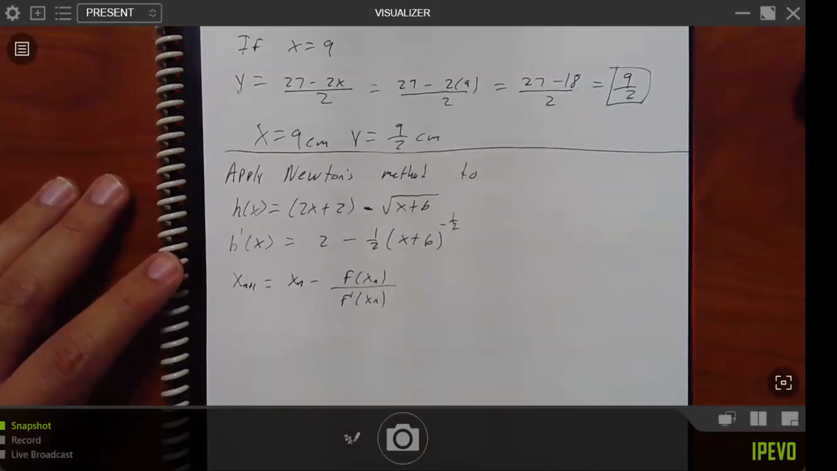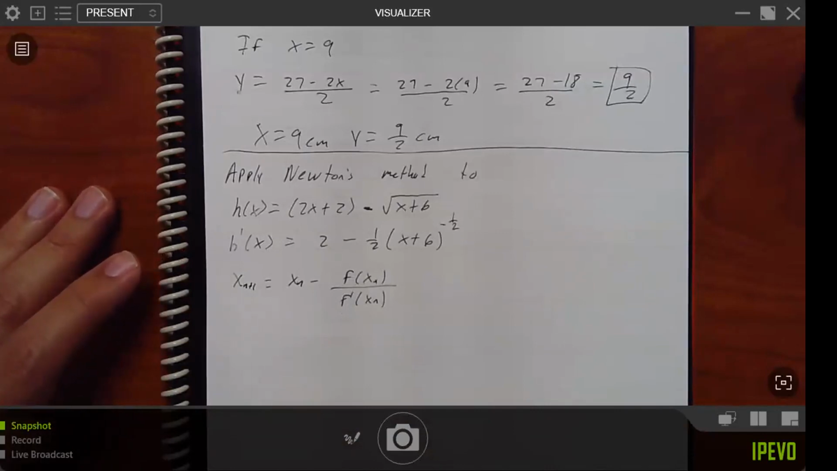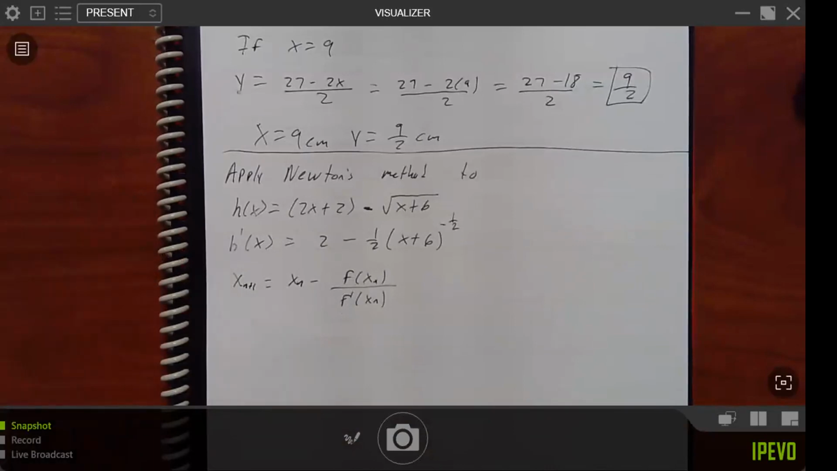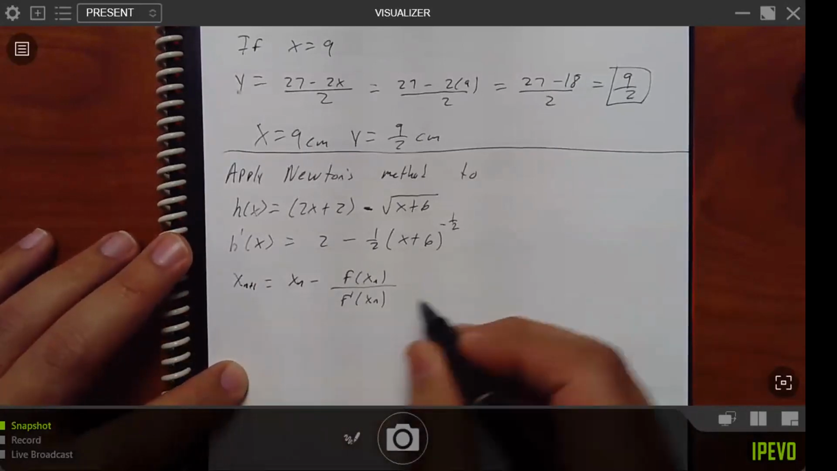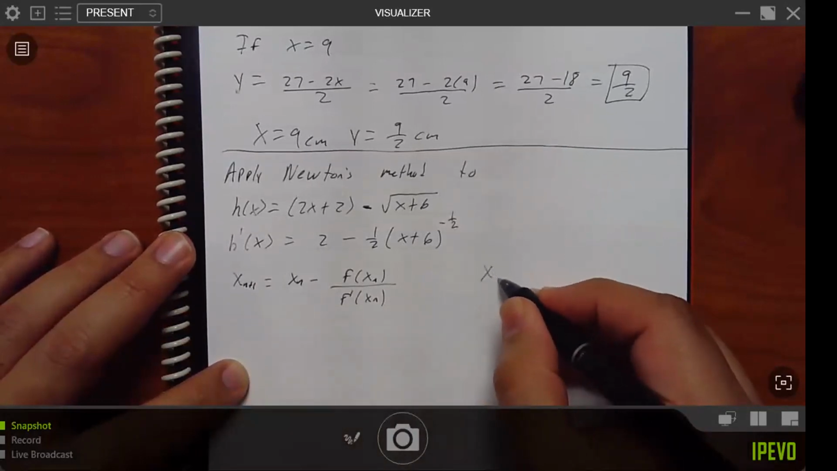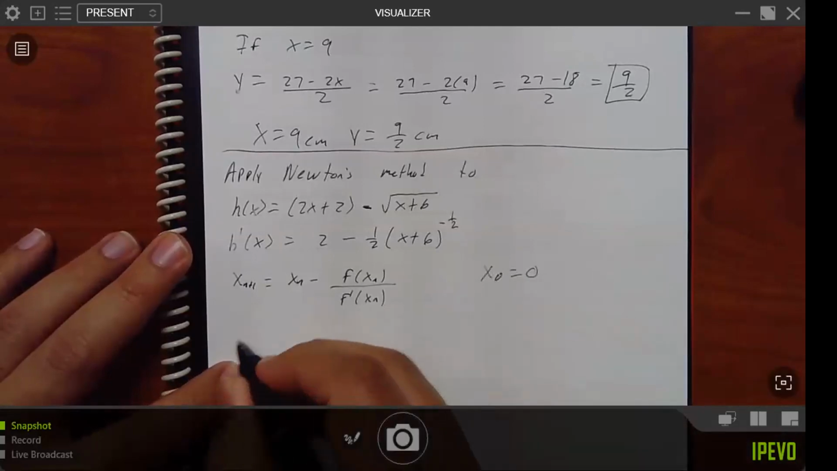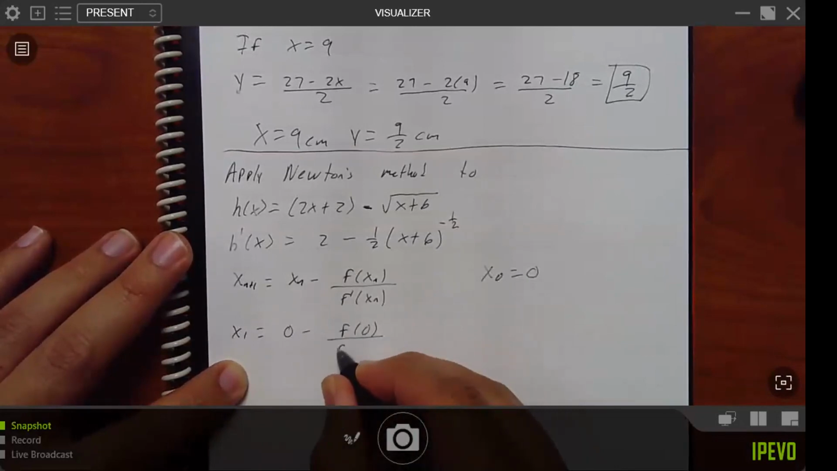Okay. It does not say where, oh, it does. It doesn't tell us where to start. So I'm going to choose 0, I guess. See if that works. Okay. So if I want to find x1, so let x0 be 0. x1 will be 0 minus f of 0 over the derivative at 0.